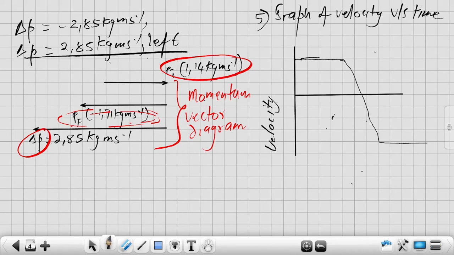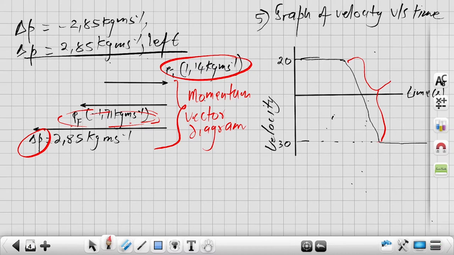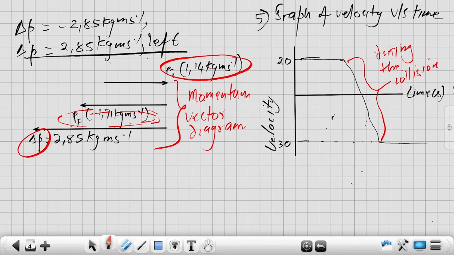Remember, this side we have our velocity, and this side obviously we have our time in seconds. But remember, our object started with 20, and then we ended up having something like 30. But what does this say to me when I look at it? This here is the part during the collision. Because what happened during the collision is we had a change in direction until we got to this 30 meters per second, and we initially started with 20 meters per second.